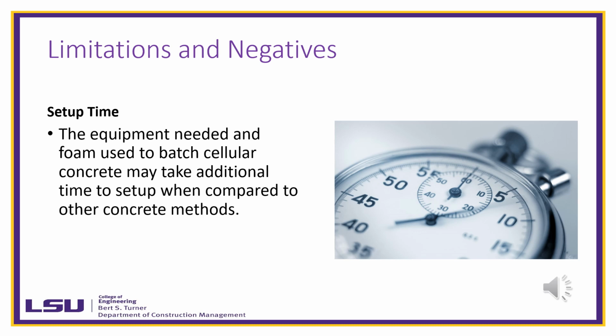The equipment needed and materials used to batch cellular concrete may take additional time to set up when compared to other concrete methods. If you have multiple pours lined up in several different locations across a fairly large job site, the setup time of equipment needed to facilitate these pours could very well cause significant delays due to the time needed to break down and set the equipment back up elsewhere. This is an important factor to consider when planning and estimating your installation and execution, as you may not have the logistics to have concrete trucked in or the ability to pump from a distance, causing the need to have multiple mobilizations of equipment and materials.